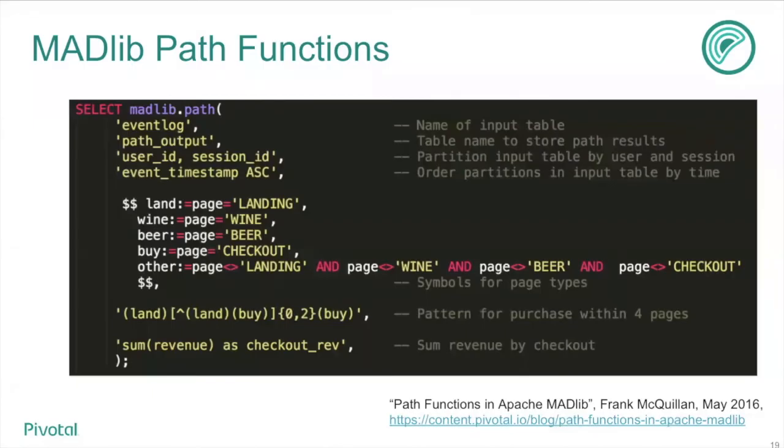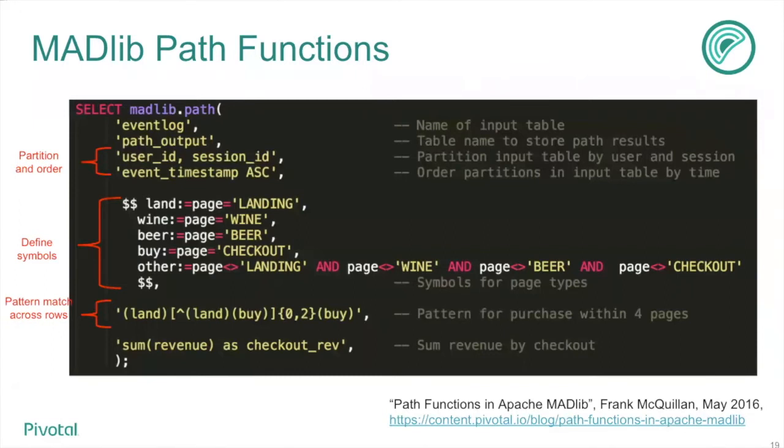So what you could do is use a MADlib path function, which is shown here. So this is a single select statement, which has parameters for partitioning and ordering the data. It has symbol definitions, and a symbol is just a thing of interest in a row. In our case, we're defining a bunch of symbols based on the page that the online shopper is at. And we define a pattern match across rows.